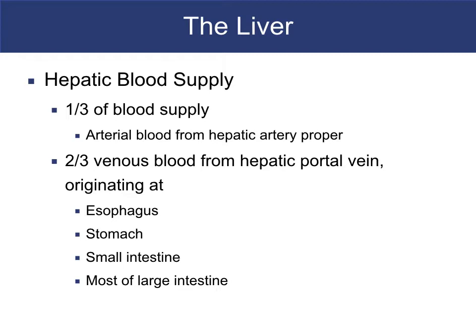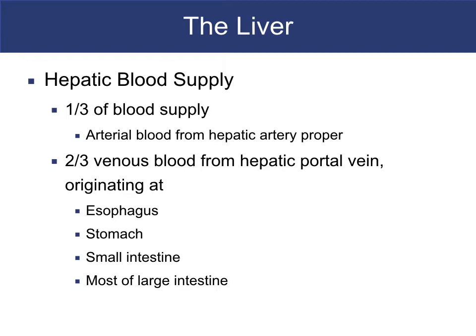Where does it come from? It comes from all of the intestines, basically the esophagus, stomach, small intestine, and most of the large intestine. So that blood, after it gets sent out through those things like this superior mesenteric artery, remember that, carries blood to the small intestine.